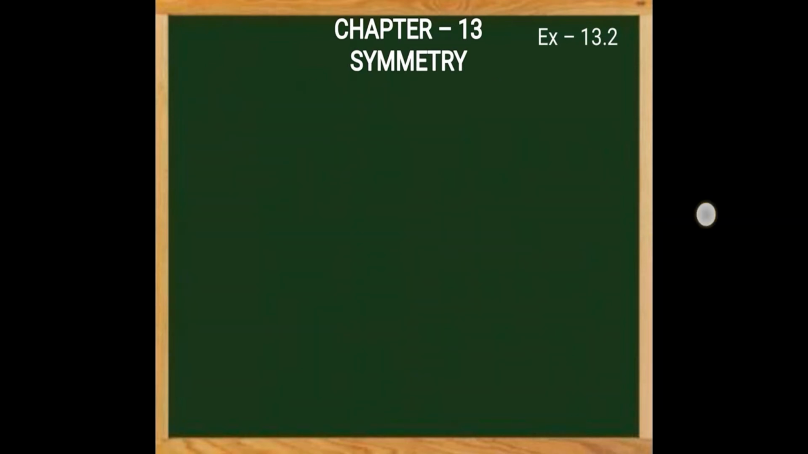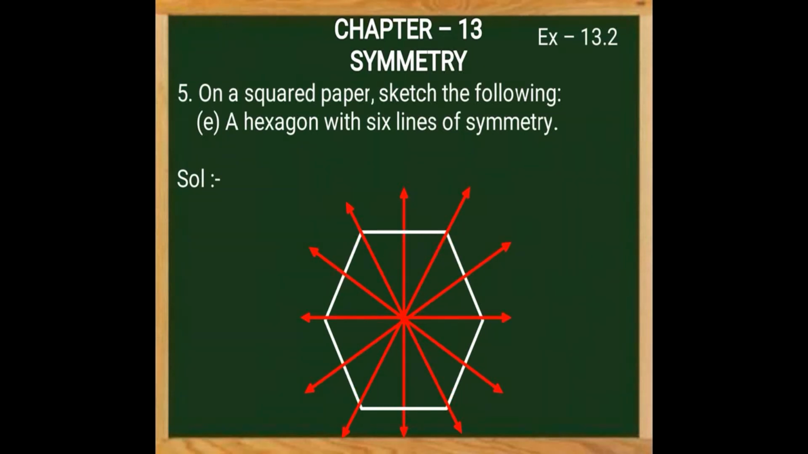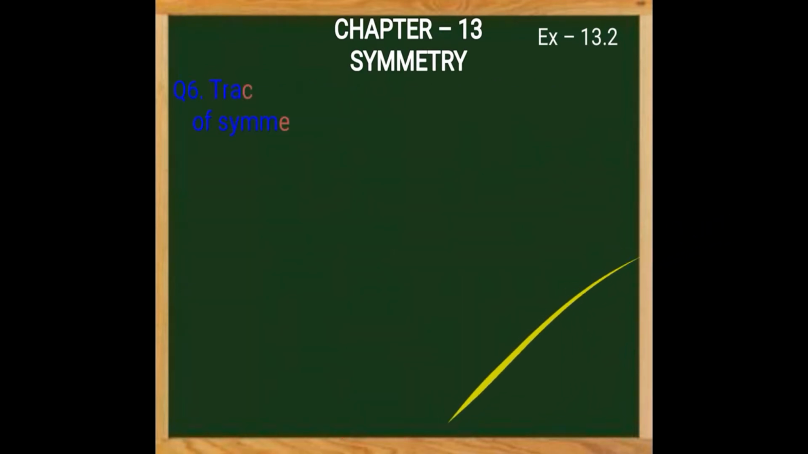To the next part, E part says a hexagon with 6 lines of symmetry. If it's a hexagon with 6 lines of symmetry, it is quite sure that you need to draw a regular hexagon. So here comes a regular hexagon and here come the lines of symmetry for the same. Alright, moving to the next solution.